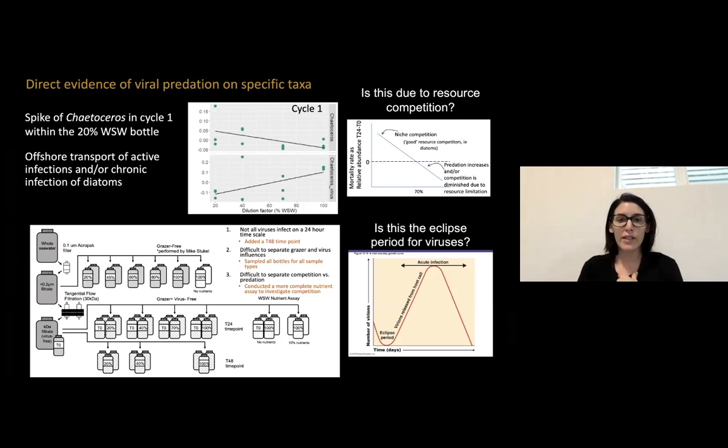And so what she was able to do is show not only that there is Chaetoceros, but there's also a link between the virus itself. So right as virus goes up here, we see a reduction of Chaetoceros in those samples. That all kind of makes sense. One other thing, though, that was pretty interesting is that we've been able to track offshore transport of active infections, particularly of some of these diatom communities.